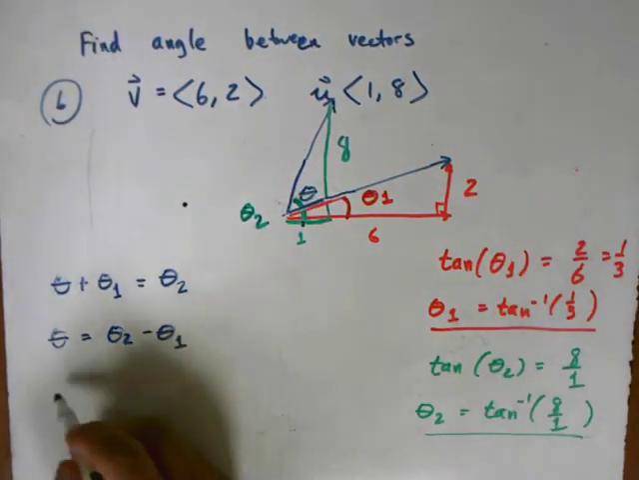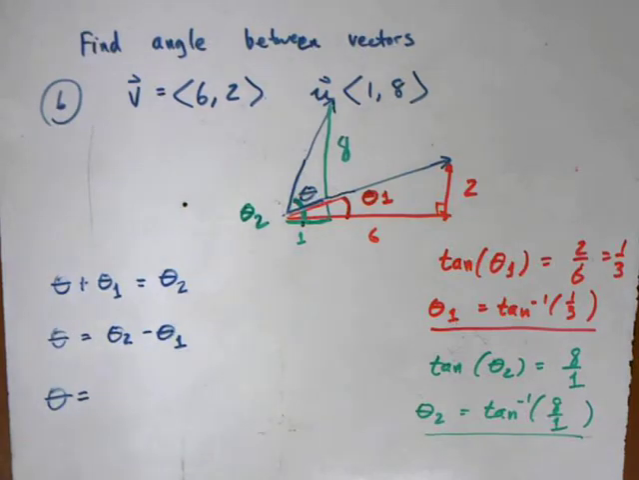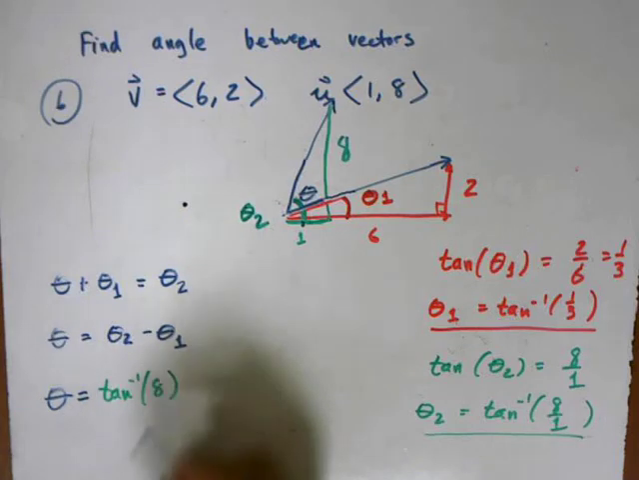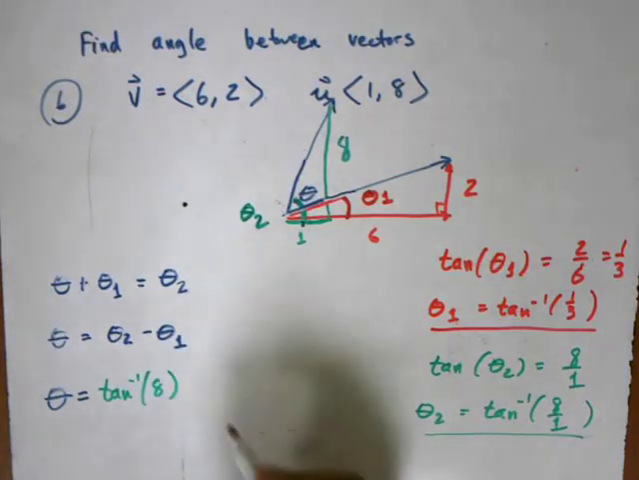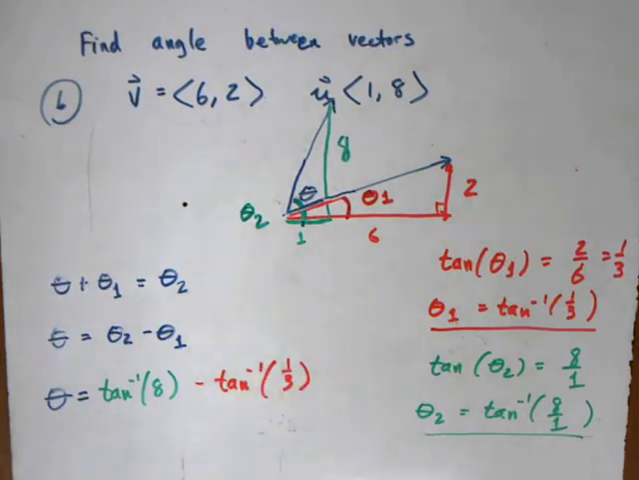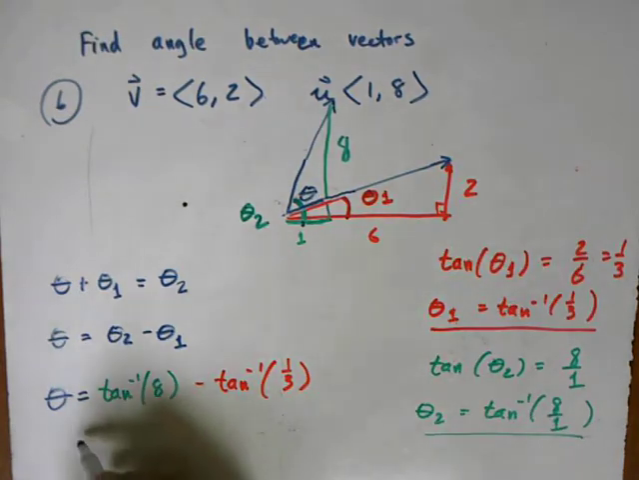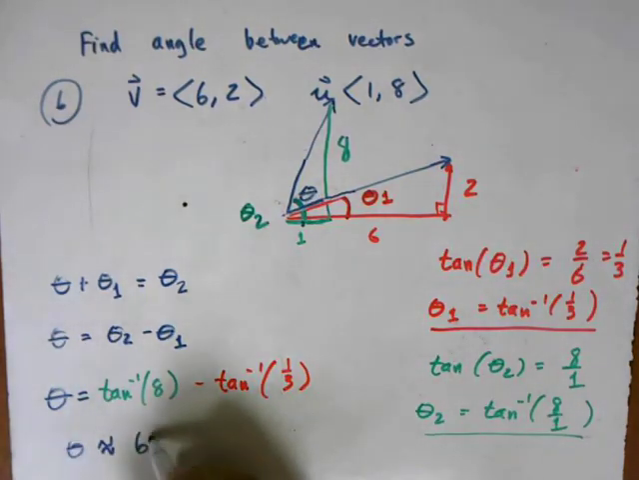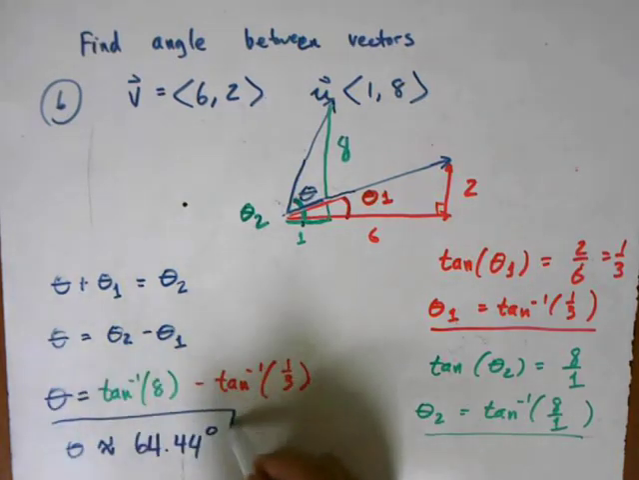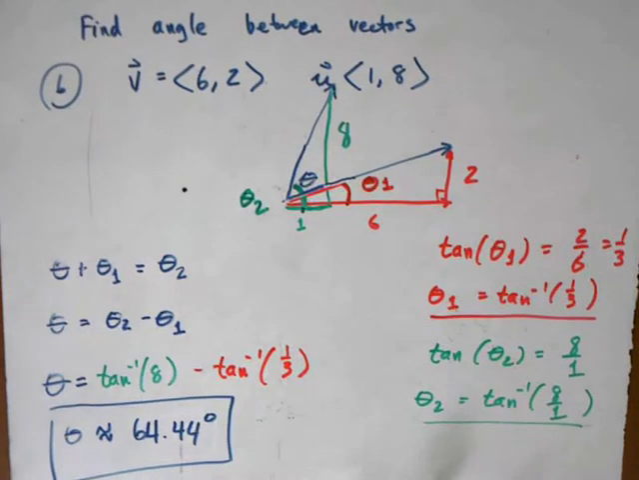So now I know that theta is equal to the inverse tangent of 8 minus the inverse tangent of 1/3. And if you type that into a calculator, you should get that your angle is approximately equal to 64.44 degrees. And there you have it.